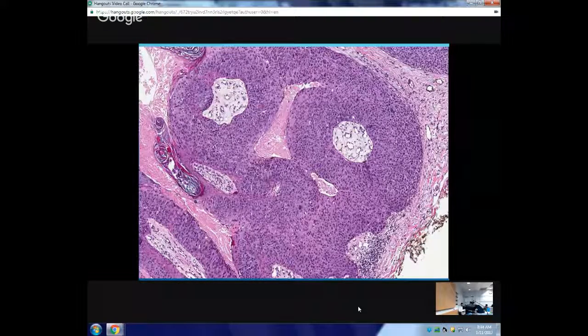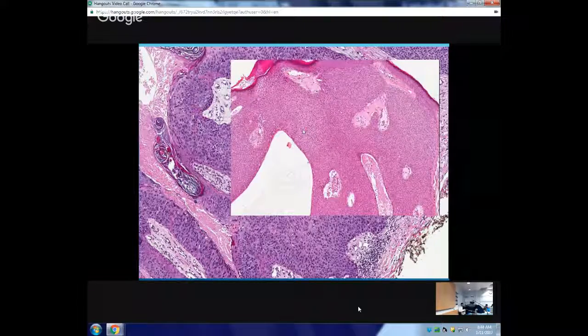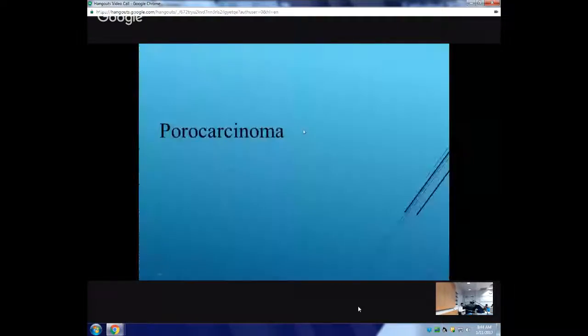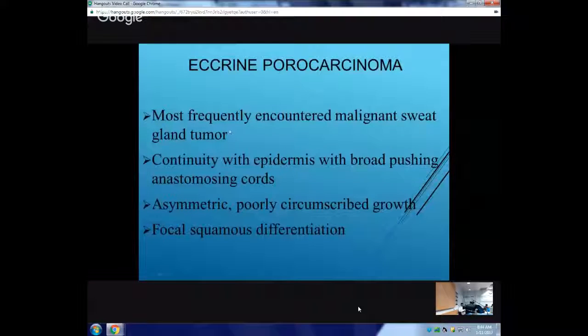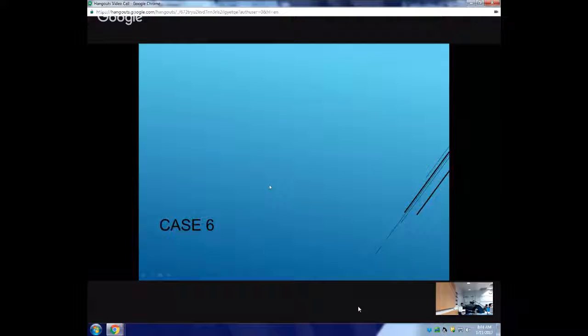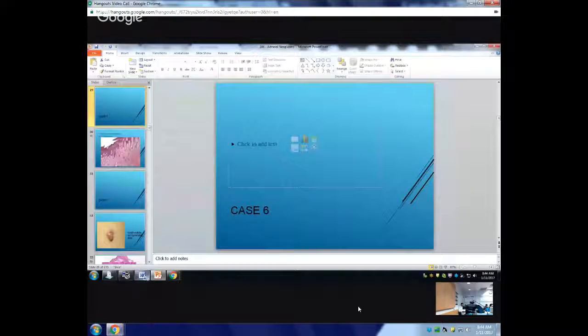porocarcinoma. Again the same features: basaloid neoplasm in the epidermis, with a vascular stroma and ducts, but the cytology is pretty atypical compared to a normal poroma. So this is a porocarcinoma, and porocarcinoma is the most frequently encountered malignant eccrine gland neoplasm. So you have to know that one. Again, you are going to see continuity with the epidermis, with broad pushing anastomosing bands and asymmetrical, poorly circumscribed growth. So let's pull out a slide now.